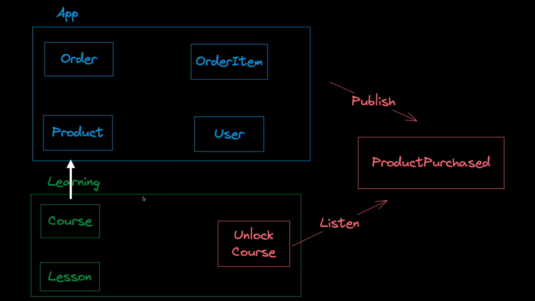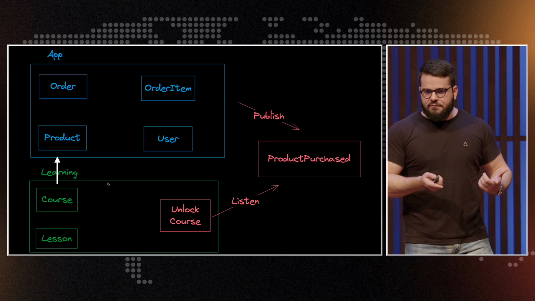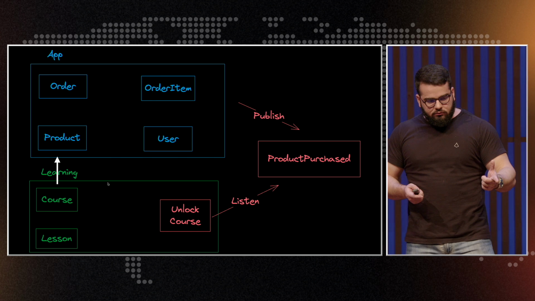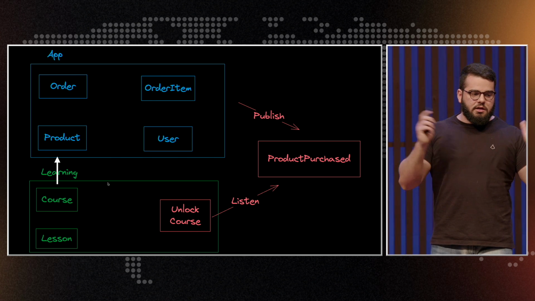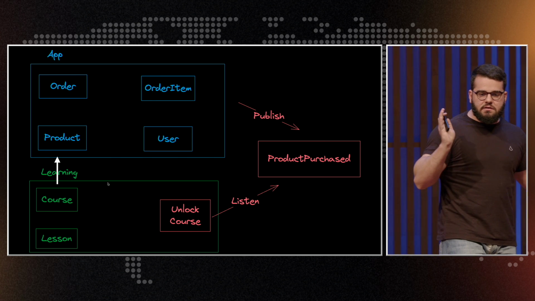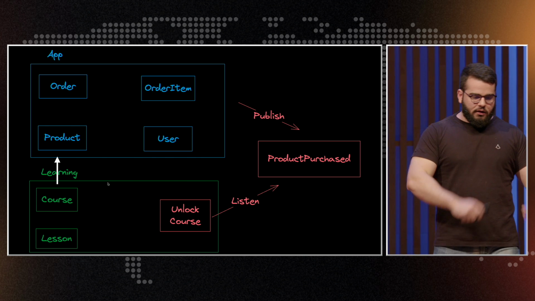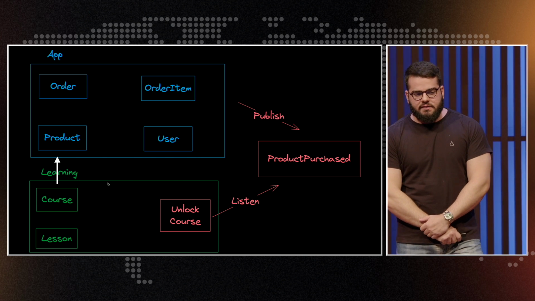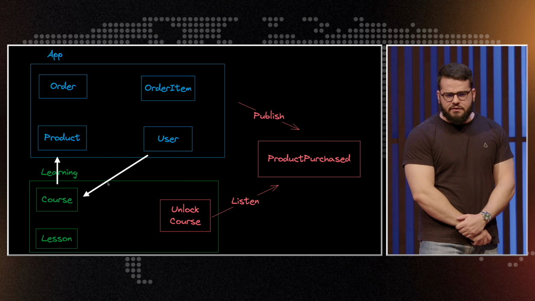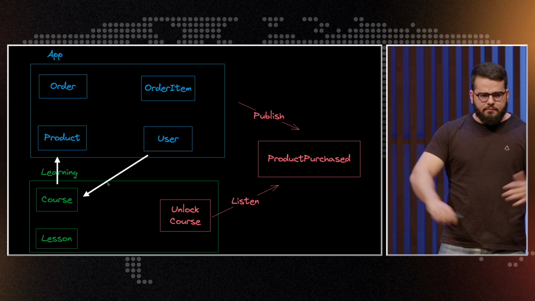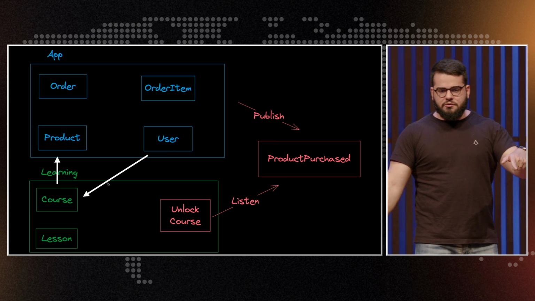And then you can have a relationship between courses and products, probably belongs to many. So you still have relationships between modules, right? But you still have independence. If the app doesn't exist, nothing changes in the learning module, and vice versa. You can go a little bit further. So you still have a user-to-course relationship, right? So if the user model is gone, your learning module breaks.